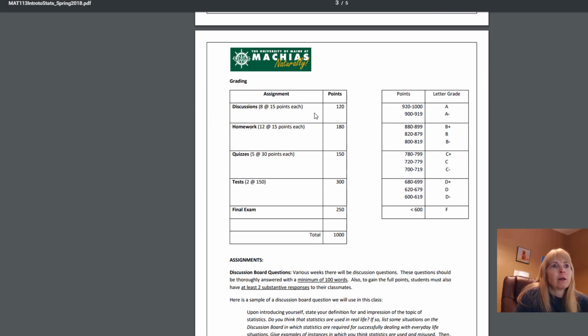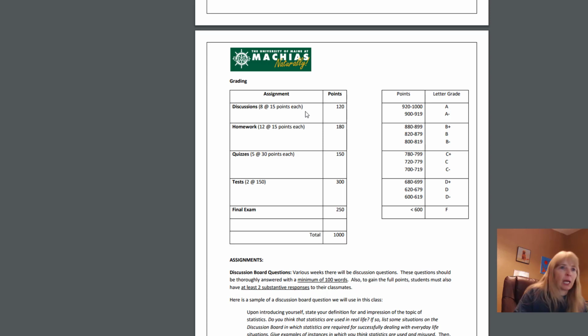Discussions are 15 points each. Again, a lot of students tend to miss these. And as you can see, that's a letter grade. So I'm going to bug you about those. And to me, they're easy points. I'm not asking you to do any math. You're just discussing the topic.